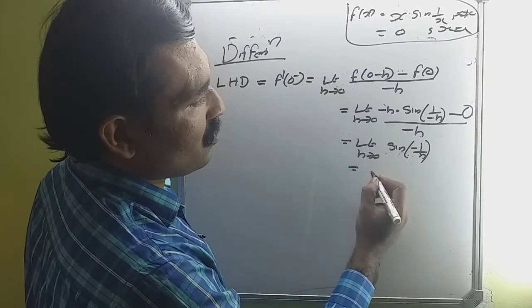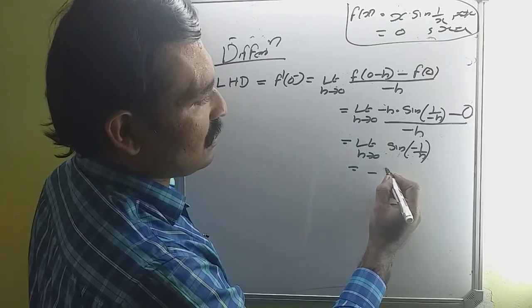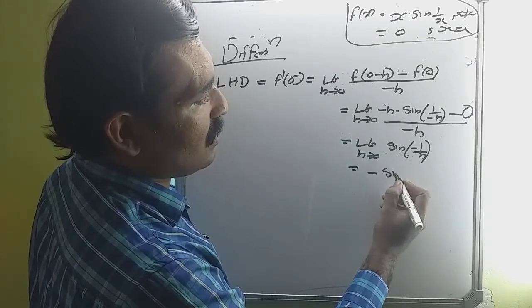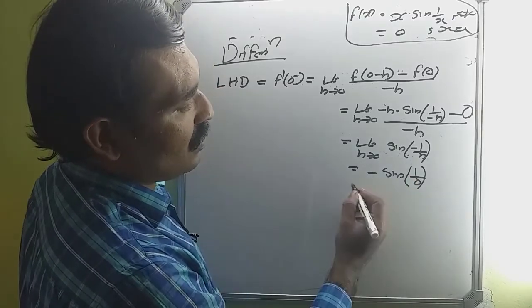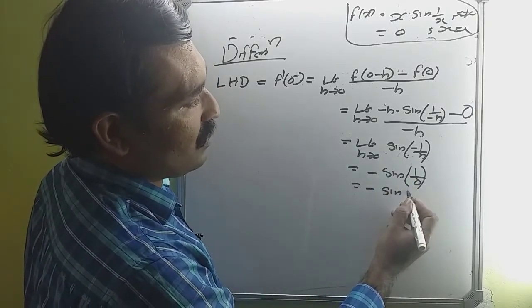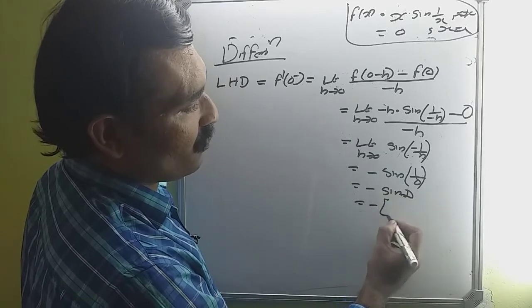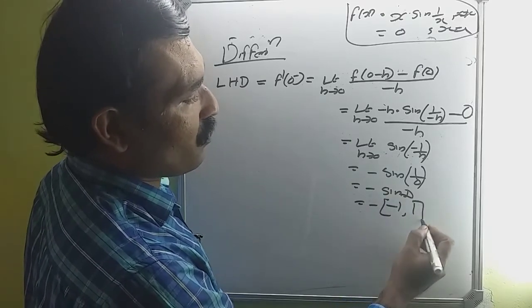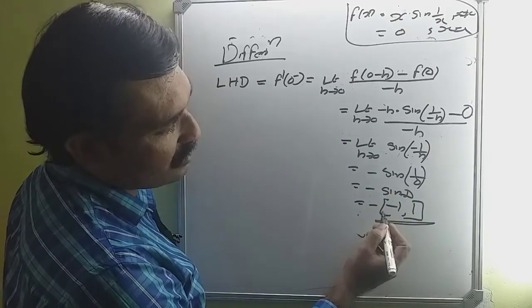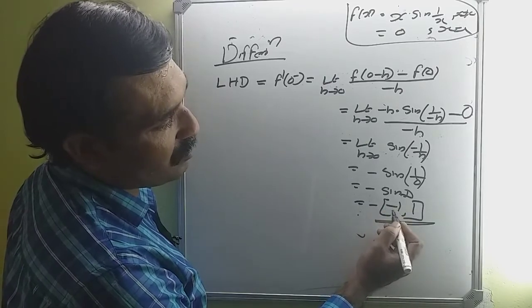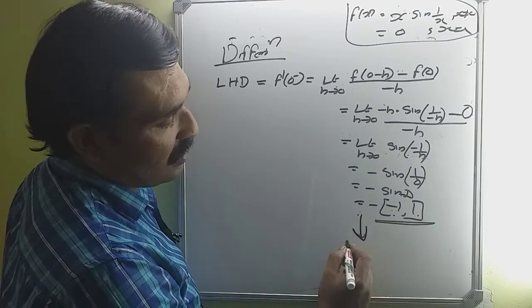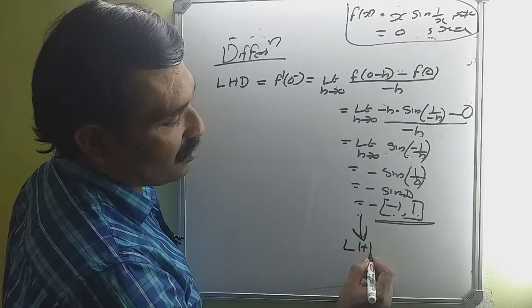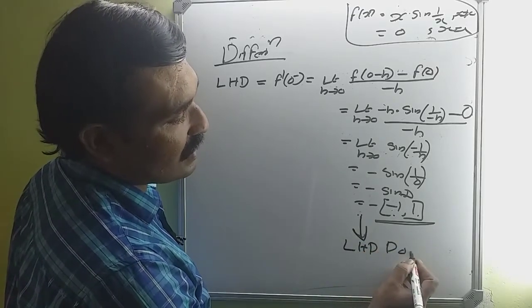That is equal to minus sine 1 by 0. So the minus of sine infinity. That is minus of the interval minus 1 to 1. This you can take any value in between minus 1 and 1. That means LHD does not exist.